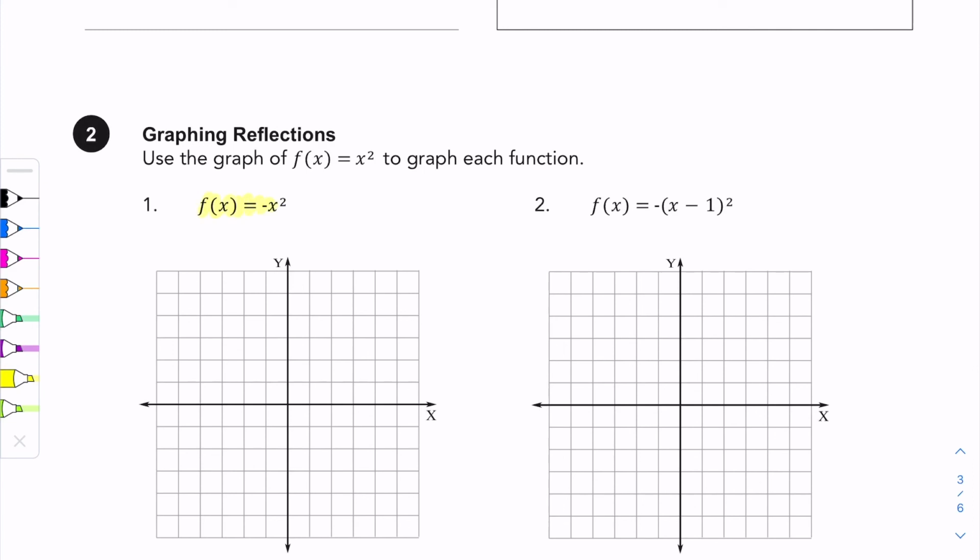The first one we have f of x is equal to negative times x squared. In this case, the parent function is y equals x squared, which has parent function points at negative 2, 4, negative 1, 1, 0, 0, 1, 1, 2, 4. Okay, and this negative sign that's being multiplied to the function is going to indicate that you are reflecting across the x-axis.